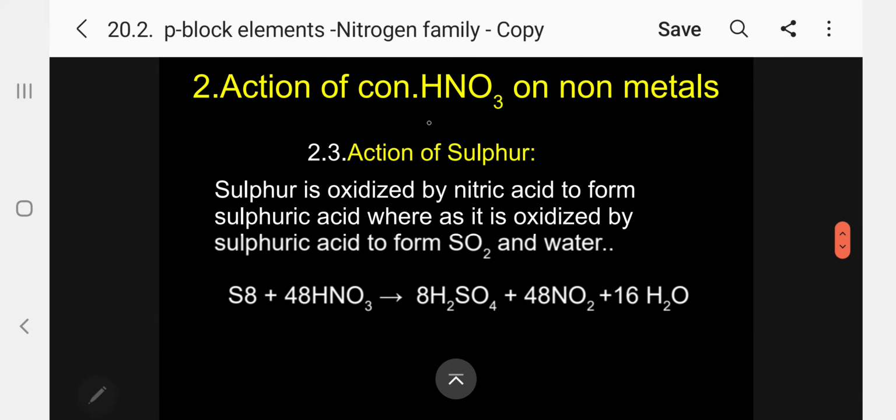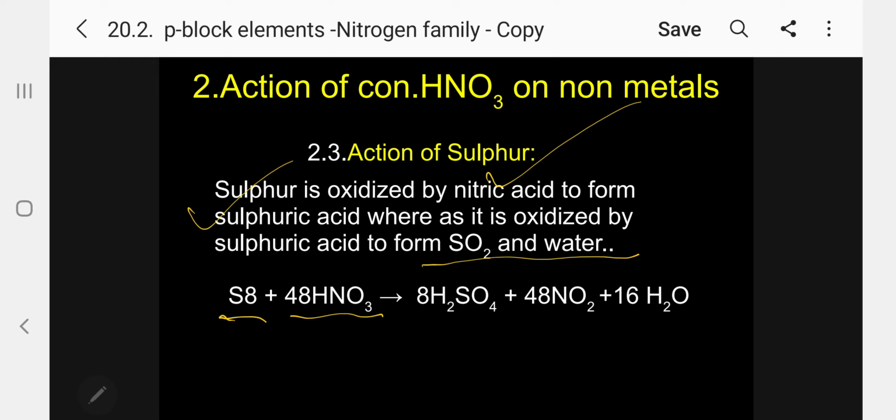Please follow. Action of sulfur, another non-metal. Sulfur is oxidized by nitric acid to form sulfuric acid, which is further oxidized to sulfur dioxide and water. So S8 plus 48 moles of nitric acid, since the atomicity of sulfur is 8, I am indicating it as S8, gives 8 sulfuric acid, 48 NO2 and 16 H2O. So we are getting NO2 as the product, and sulfuric acid is formed. Always the non-metal is converted to the corresponding acid. Kindly follow.